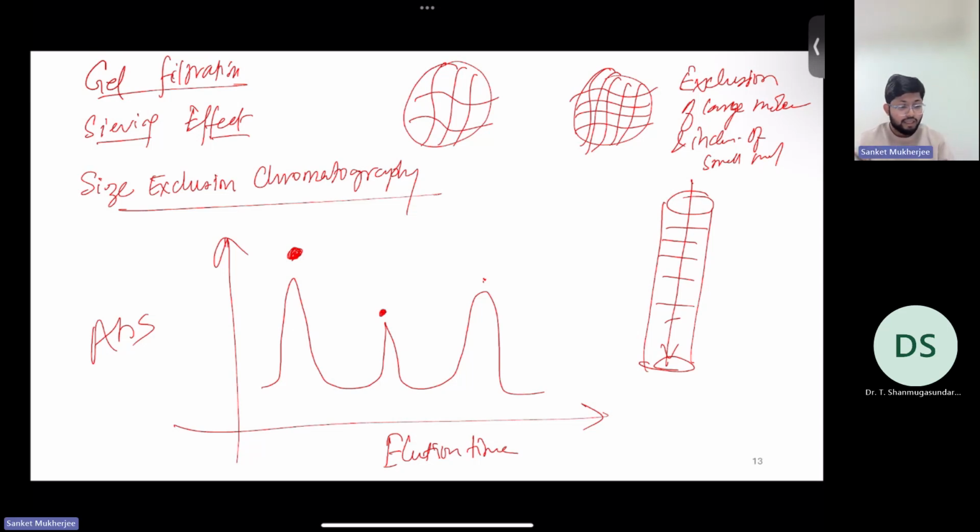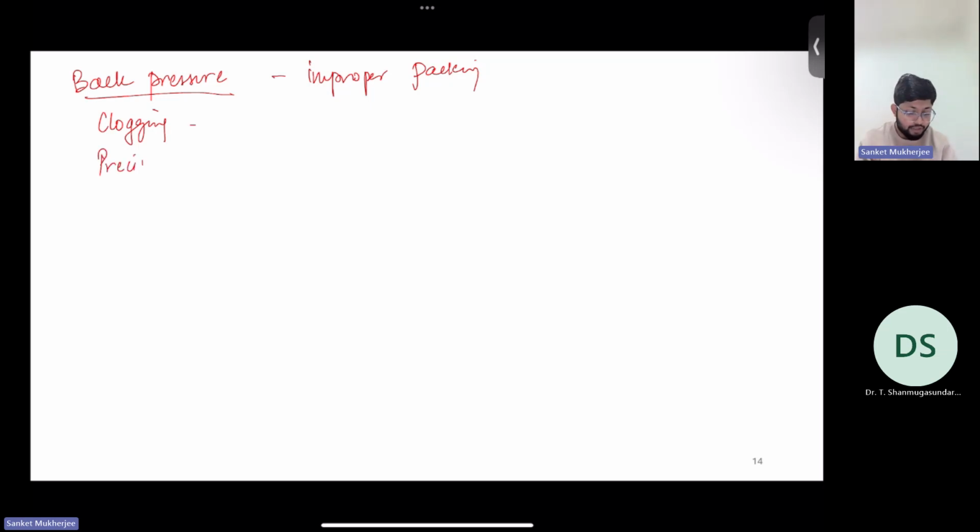Again, you can look at the different choice of matrices, based on the different molecular weights that you are trying to look at. And then there are certain other problems, like troubleshooting, such as the back pressure problem, which can happen due to improper packing of the column. There could be clogging because a column is run for a long period of time. It can clog the pores. Yes, that can happen. There could be precipitation of proteins that can happen. So these are the problems that can happen while doing gel filtration.